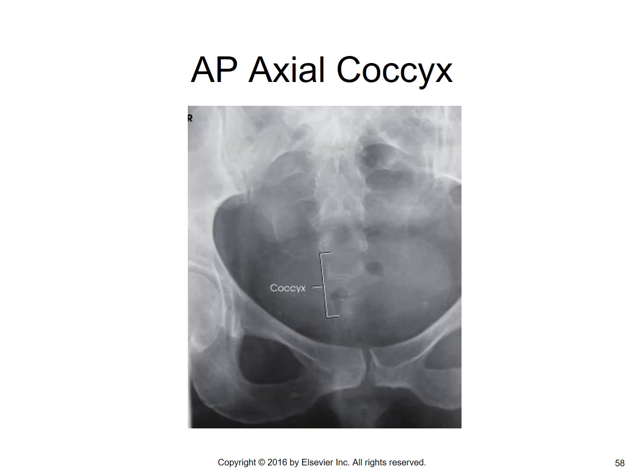For the AP of the coccyx, now we've angled 10 degrees in a caudal angulation, and what we're seeing here is the coccyx now not superimposed by the pubic symphysis.